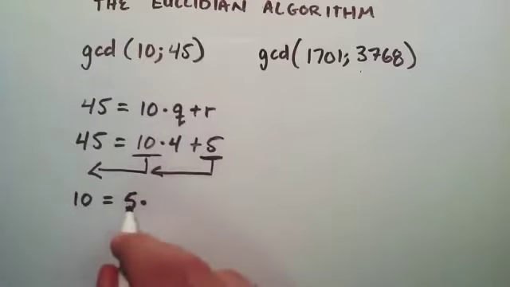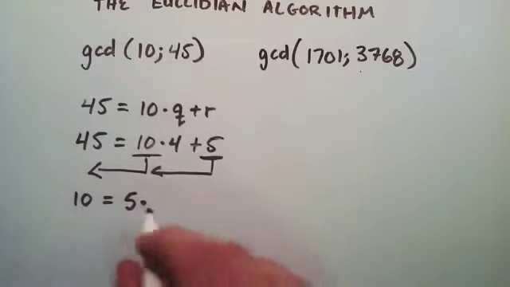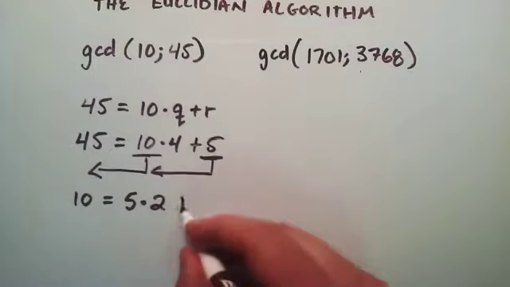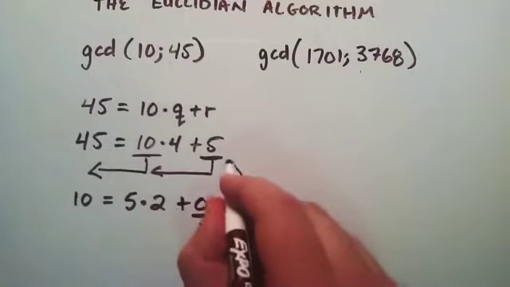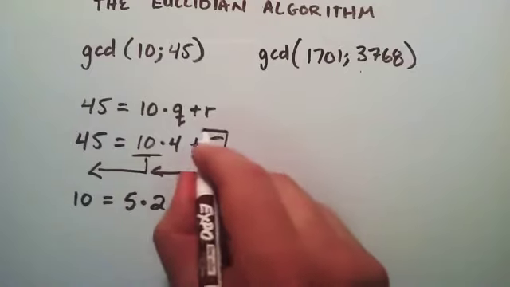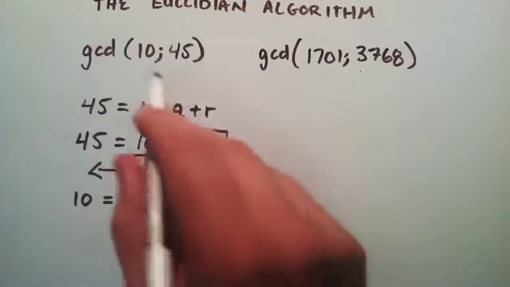So now we're asking ourselves, 5 goes into 10 how many times? 2 times with a remainder of 0. So now that we have a remainder of 0, we simply look back at the previous remainder, and this is our greatest common denominator for the original two numbers.